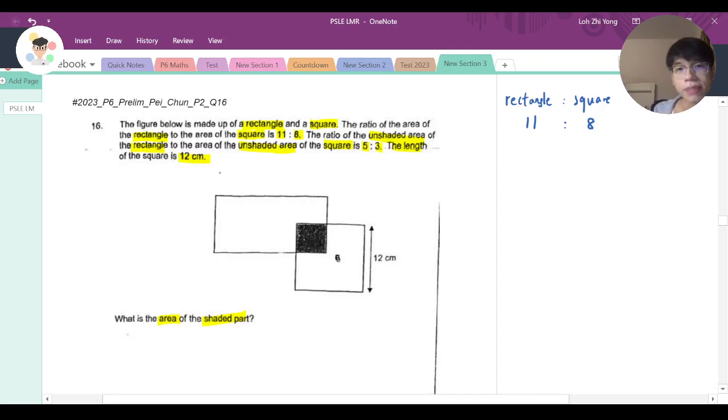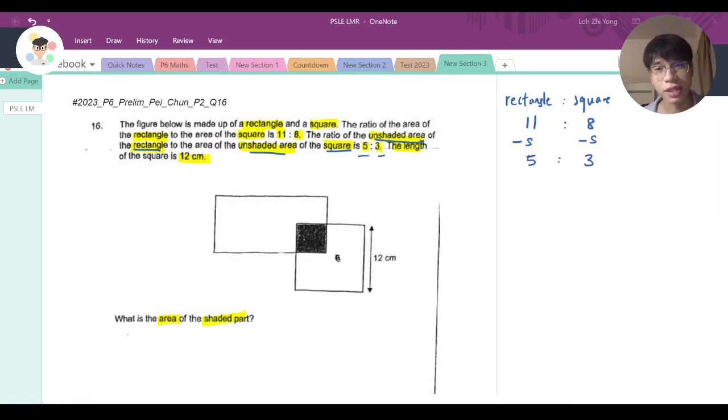And interestingly, here it mentions that the unshaded area of rectangle to square is 5 to 3, which means that if I minus away the shaded part and minus away the shaded part, the ratio of the area will be 5 to 3. And what is even more interesting is that the shaded part that I'm minusing away from rectangle and from square is actually the same. Which means that this S actually is the same.